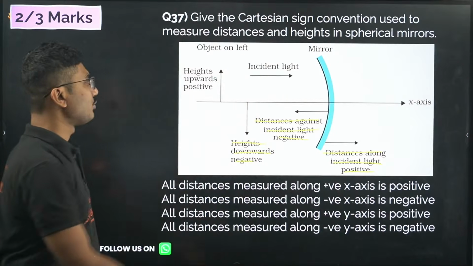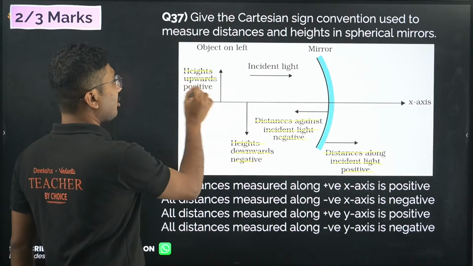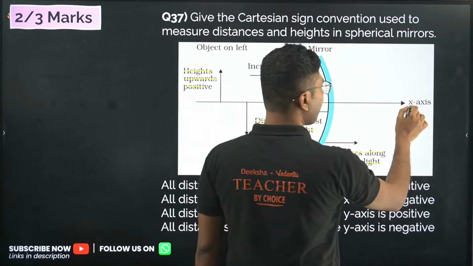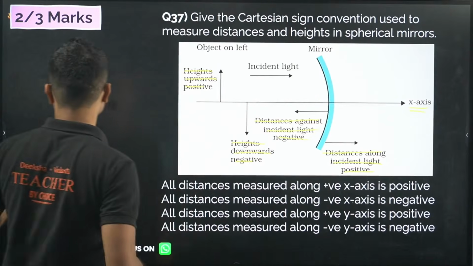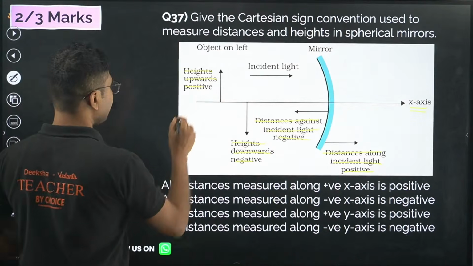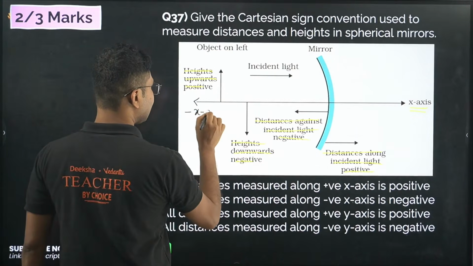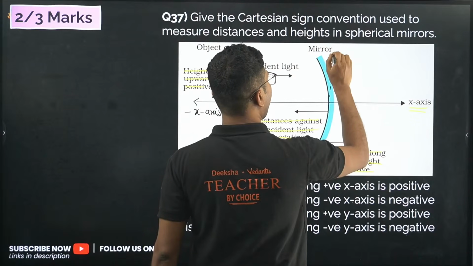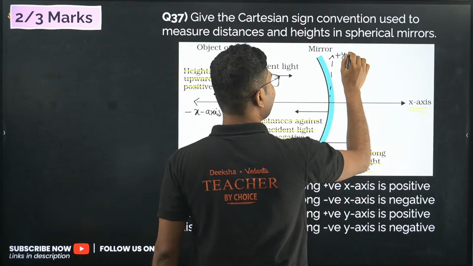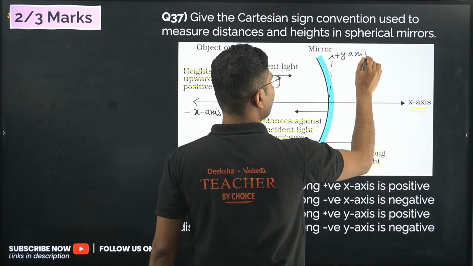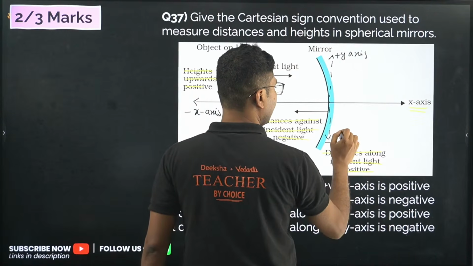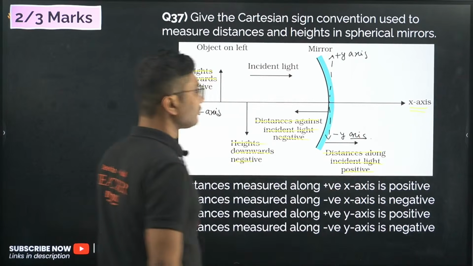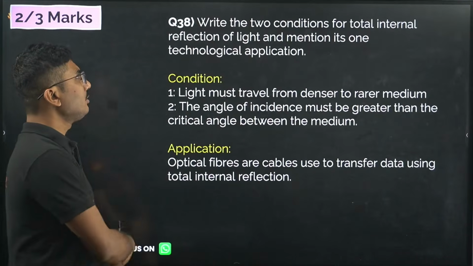But the diagram you have to show. Okay, this is the object, this is incident light, this is your mirror. This is positive x-axis. You can also show that this is negative x-axis. Okay, this is positive y-axis, and this is negative y-axis. Okay, now let's move on.